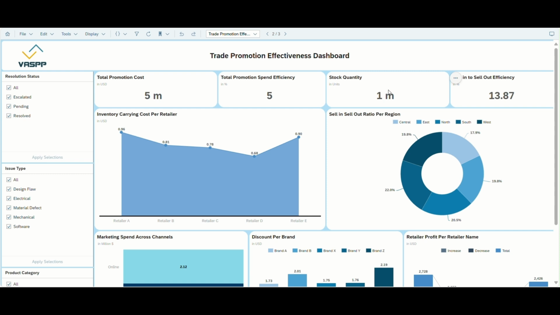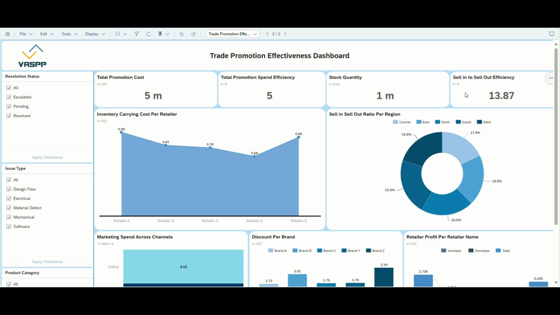But the real gut check comes from the sell-in to sell-out efficiency, standing at 13.87%. This answers the tough question. Is product actually moving off the shelves? If stock is reaching the retailer but not the consumer, you have a conversion gap. It might be your pricing, your POS display, or your channel strategy. This metric helps you find and fix the friction.